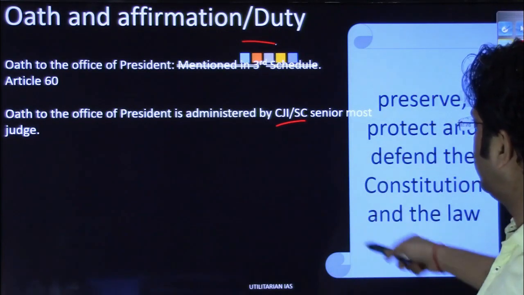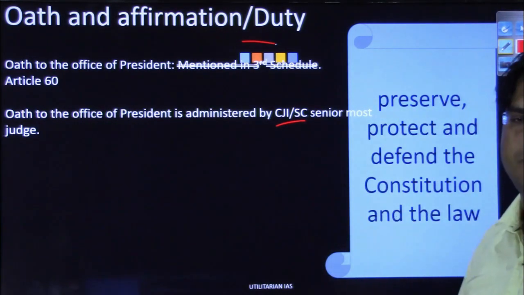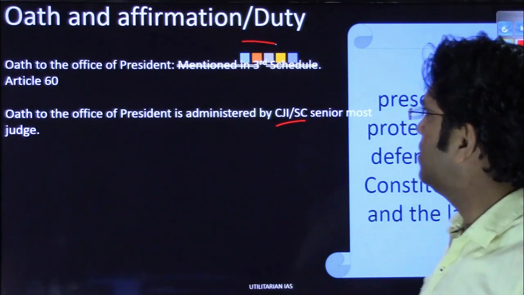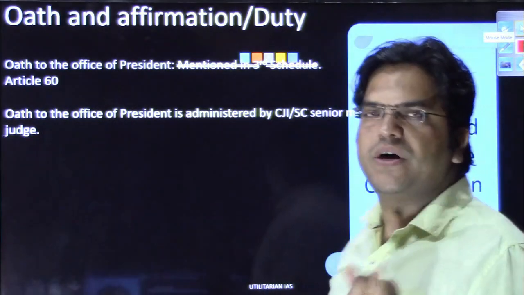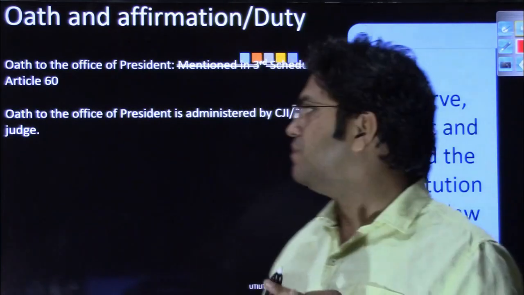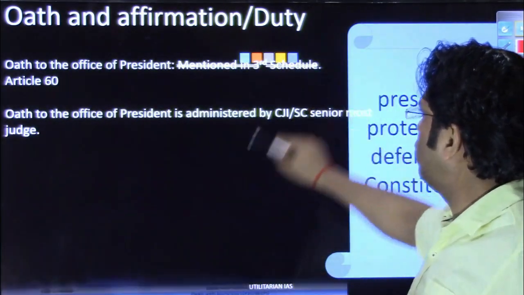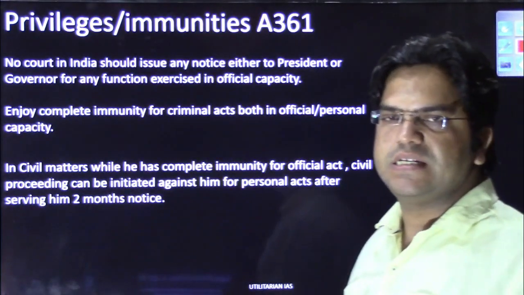So the president and governor take an oath to preserve and protect the constitution, right? So I hope the oath is also clear. So far we have covered election, impeachment, qualification, oath and duties, right? We already have covered them. Let us move on. So what are the privileges and immunities?